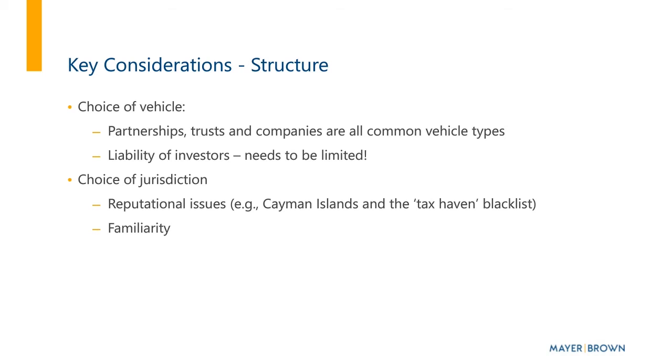This leads me on to say a few brief words about choice of vehicle and choice of jurisdiction. Essentially, there are a number of fairly common vehicle types, such as partnerships, trusts and companies, and a number of pretty common jurisdictions where these vehicles are established, such as the UK, Ireland, Luxembourg, Channel Islands, Cayman Islands and Delaware. In each case, there will be a few non-tax issues to consider, which I'll come on to in a moment. But to a much larger extent, the choice of vehicle and jurisdiction will be part of the tax structuring exercise undertaken by the fund manager.